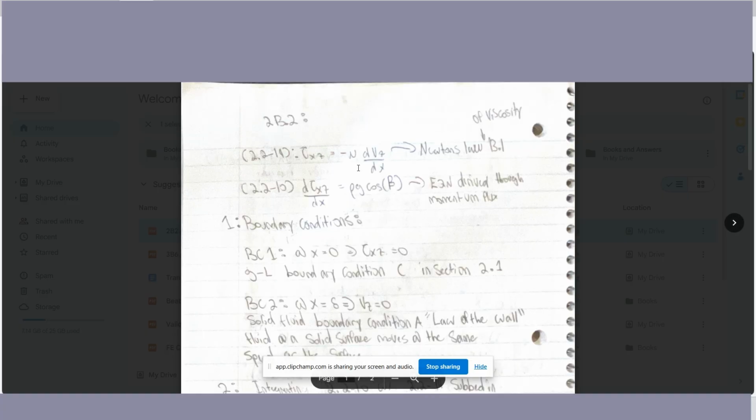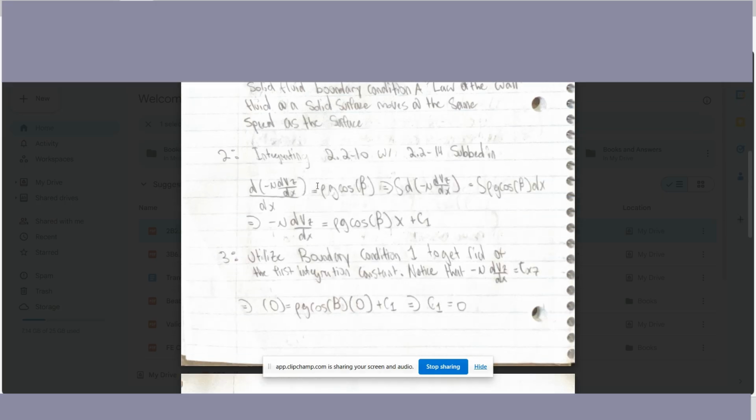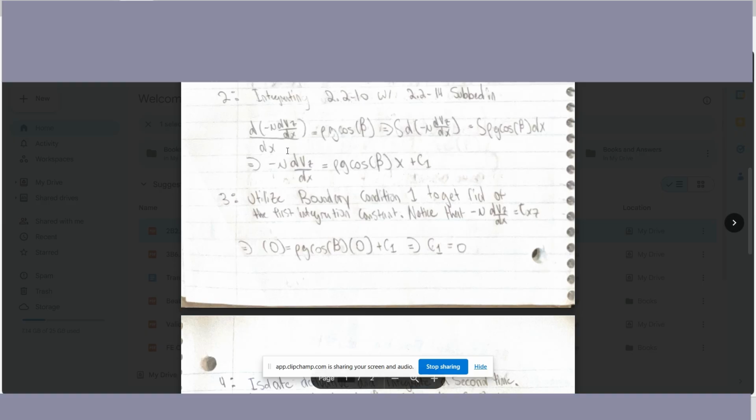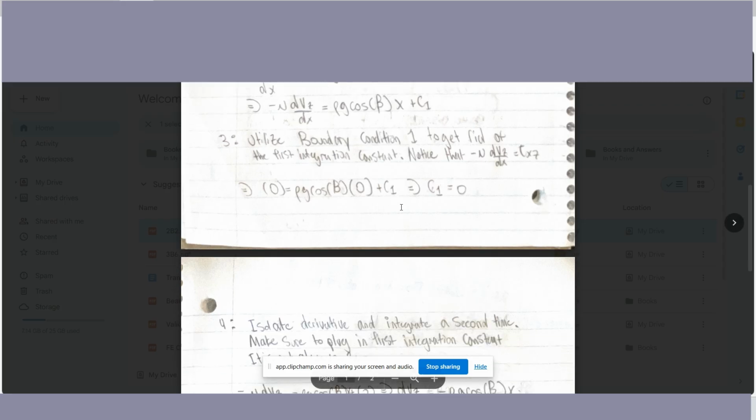So now we just plug this equation into here, and we get this, and then we separate and integrate. Do that, and then we can use the first boundary condition because we have this dvz dx, and that's one of our boundary conditions. So this equals 0 when x equals 0. So plugging that in, from that we get C1 equals 0.